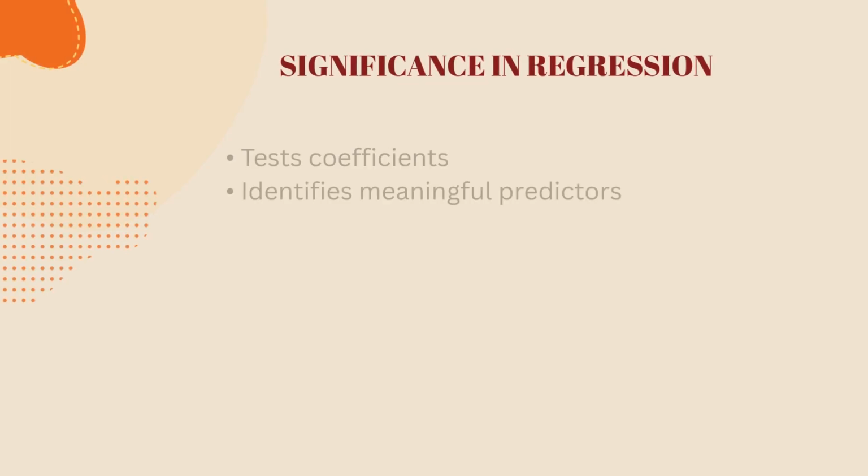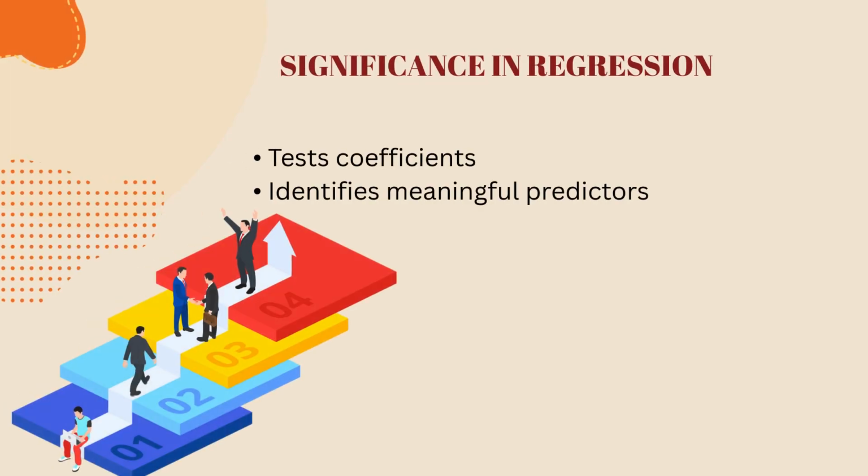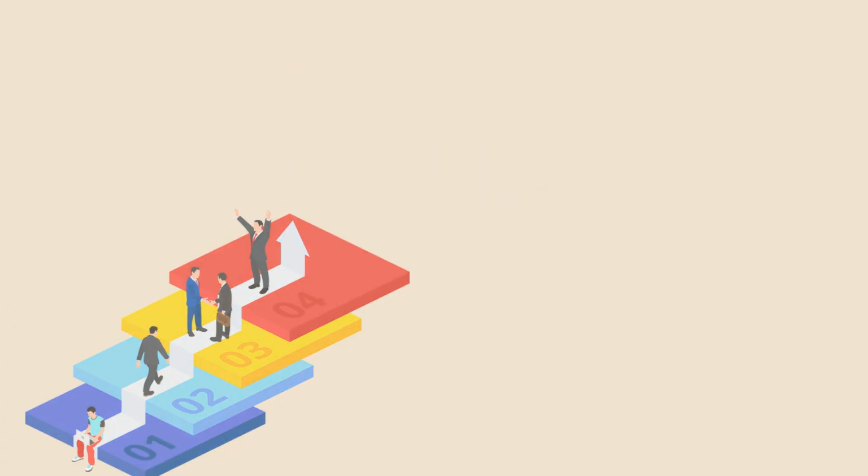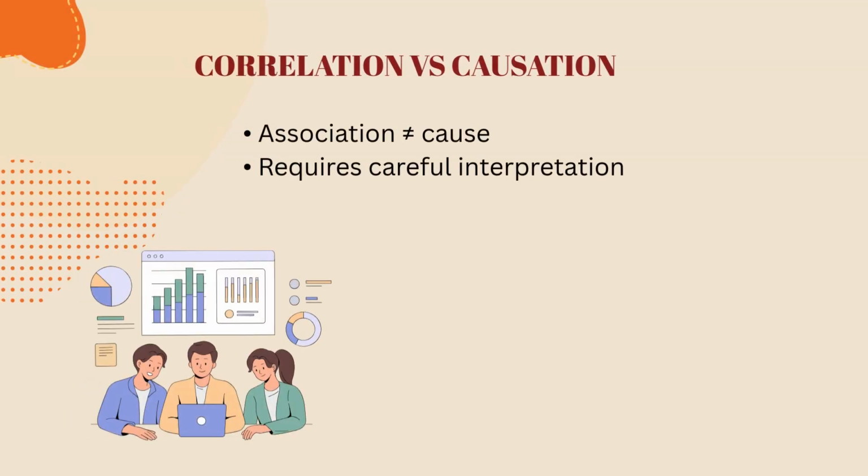Statistical significance in regression. Regression coefficients are often tested for statistical significance. This helps us determine whether the observed relationship is likely real or could have occurred by chance. A significant coefficient suggests the predictor contributes meaningful information to the model.